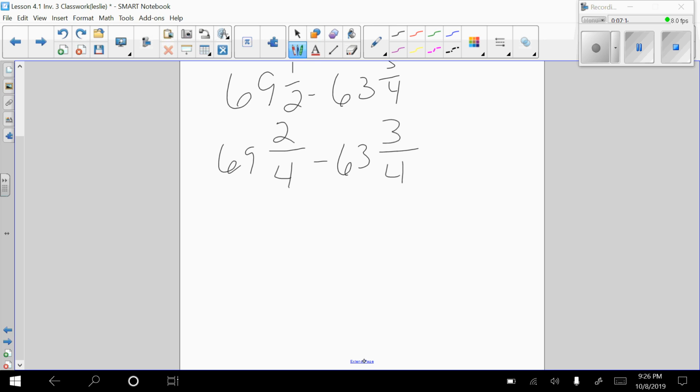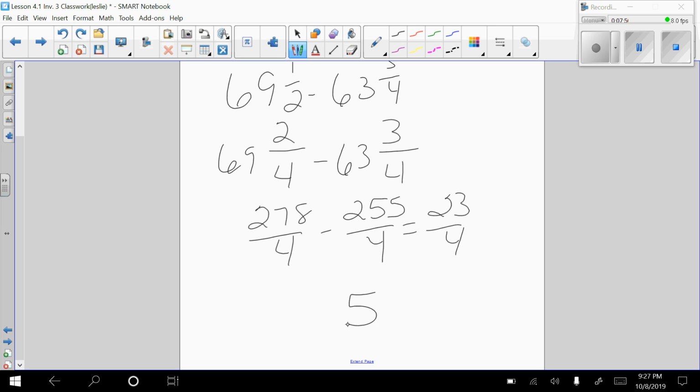So, 69 times 4 plus 2 is 278 over 4, keep that same denominator, minus 63 times 4 plus 3 is 255 over 4. Subtract your numerators, keep your denominator. Well, 278 minus 255 is 23 over 4. Again, ask yourself, how many groups of 4 can I take out of 23? The answer is 5. 5 times 4 is 20. 23 minus 20 is 3. So I have 3 left over, 3/4.